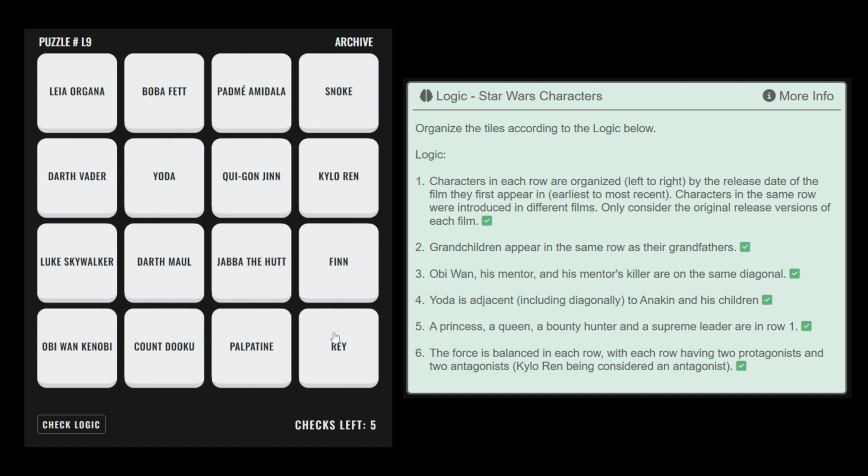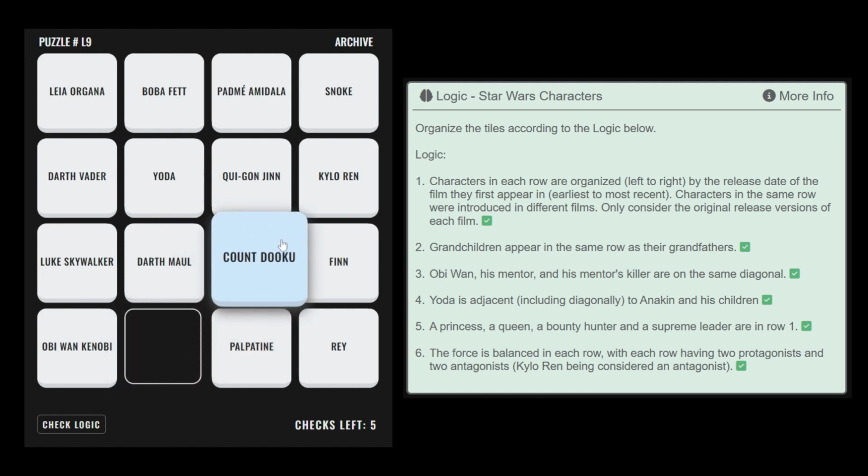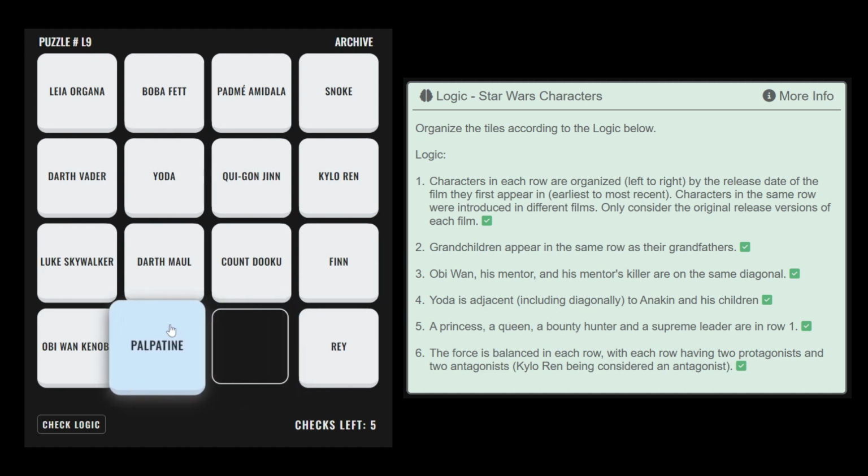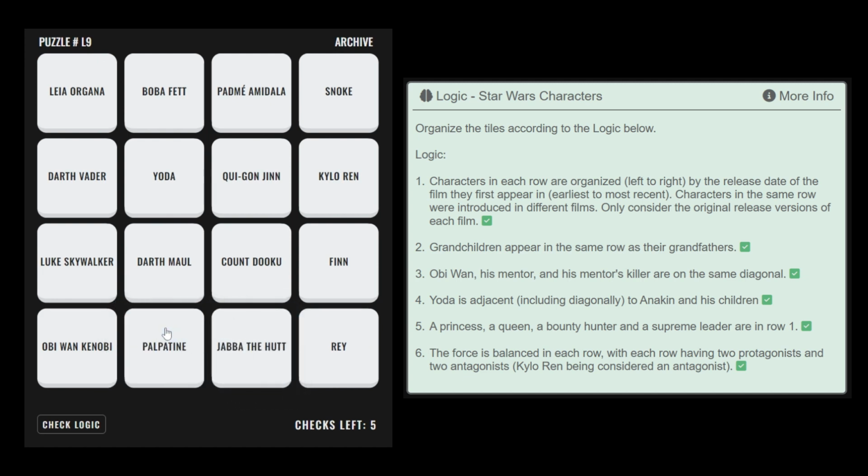We can now organize Jabba the Hutt, Count Dooku, and Palpatine according to the release dates of the films they were introduced in. Count Dooku was introduced in Episode 2, Attack of the Clones, and so can be placed to the right of Darth Maul, who was introduced in Episode 1, The Phantom Menace. And Palpatine, who was introduced in Episode 5, The Empire Strikes Back, can go to the left of Jabba the Hutt, who first appears in Episode 6, Return of the Jedi.